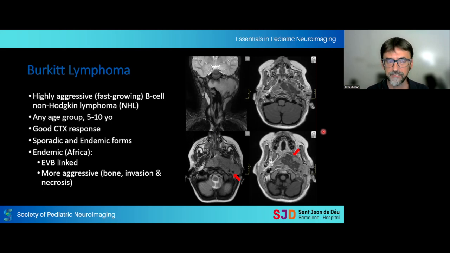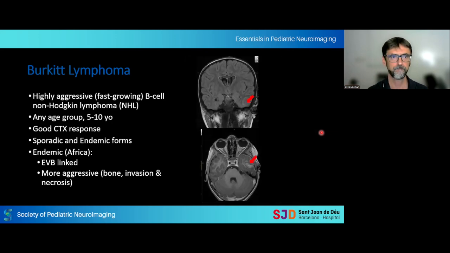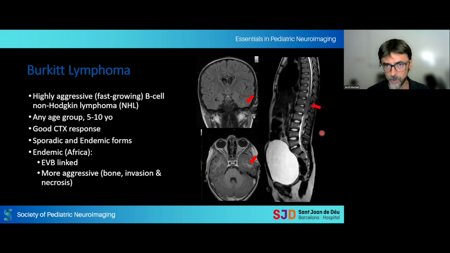It's highly aggressive. It can happen in any age group, mainly between 5 and 10 years old, and it has good chemotherapy response. We can have sporadic and endemic forms. The endemic form is more related to Africa and to Epstein-Barr virus infection, and it's more aggressive towards bone and skull base, with more invasion and more necrosis as well. It can also spread to the CNS, and it can even originate there. It's rare, but it can happen inside the CNS as a primary lesion, as in this child whose primary lesion was in the spine.